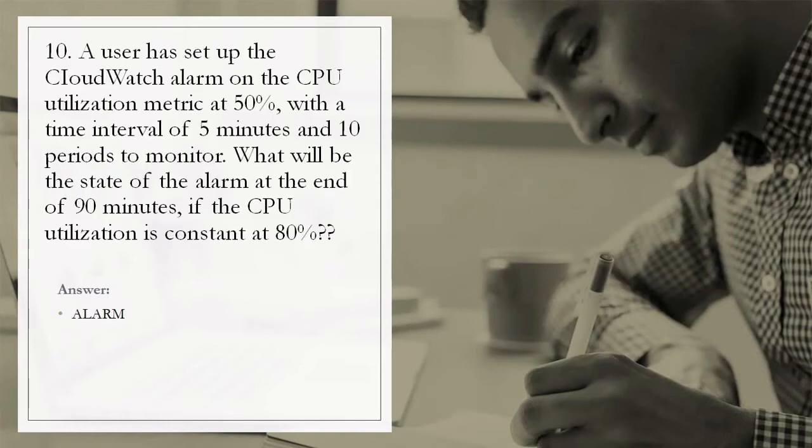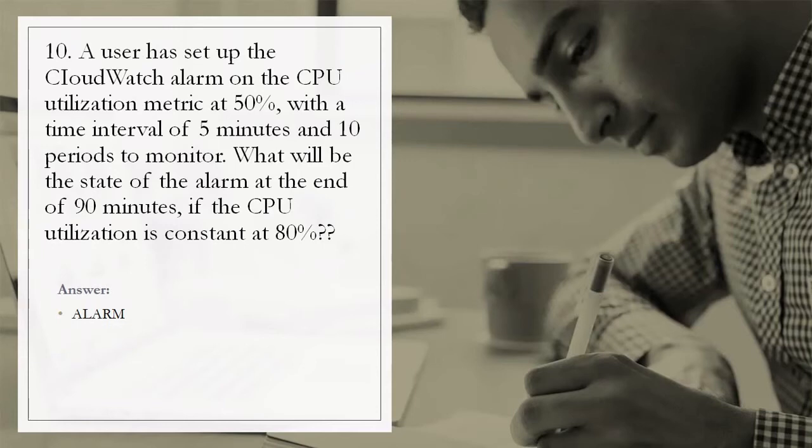Question number 10. A user has set up the CloudWatch alarm on the CPU utilization metric at 50% with a time interval of 5 minutes and 10 periods to monitor. What will be the state of the alarm at the end of 90 minutes if the CPU utilization is constant at 80%?